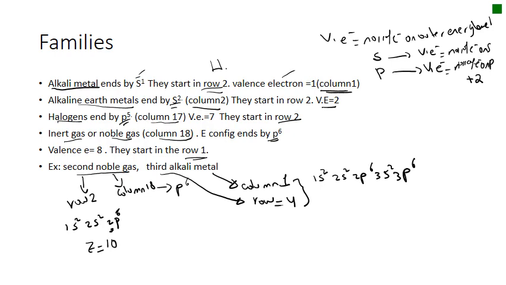We are in row 3 now. 4s2, we are in row 4, but we should stop at s1 since it is in column 1. So 1s2, 2s2, 2p6, 3s2, 3p6, 4s1. By adding the number of electrons, we get that the number of electrons equal to atomic number equal to 10 plus 8 equal to 19.